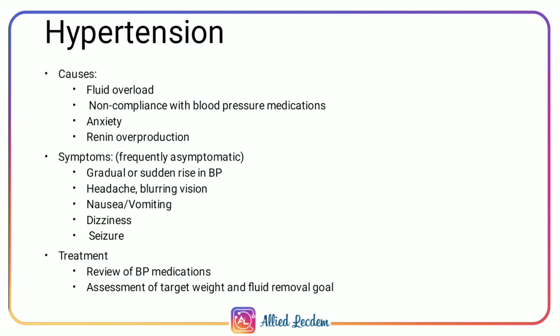Hypertension. Causes: fluid overload, non-compliance with blood pressure medication, anxiety, renin overproduction. Symptoms are gradual or sudden rise in BP, headache, blurred vision, nausea, vomiting, dizziness, seizure. Treatments are review of BP medications, assessment of target weight and fluid removal goal.